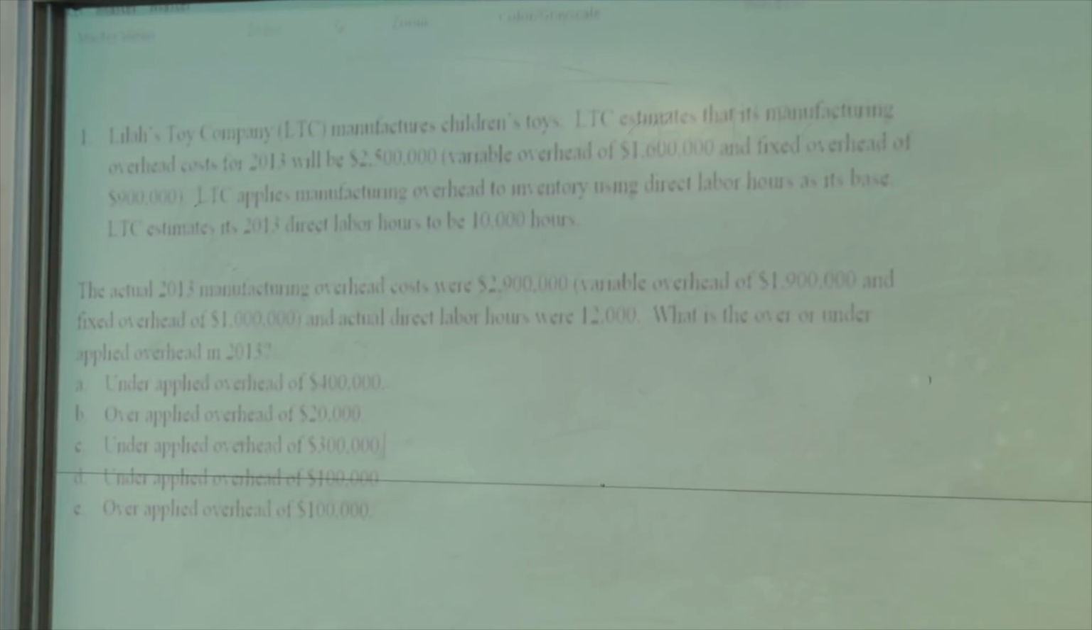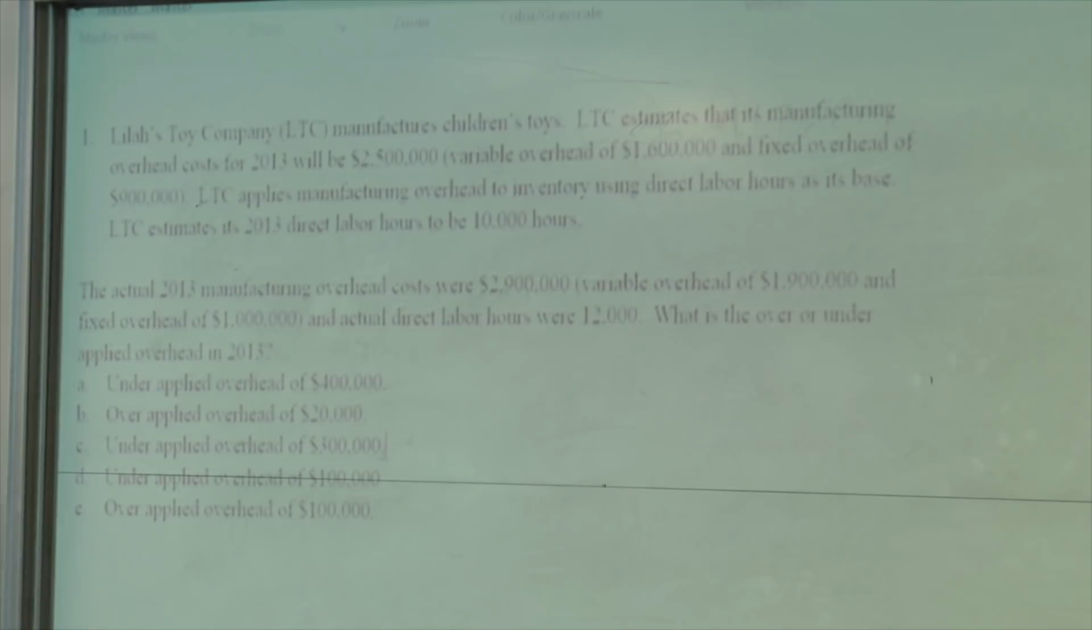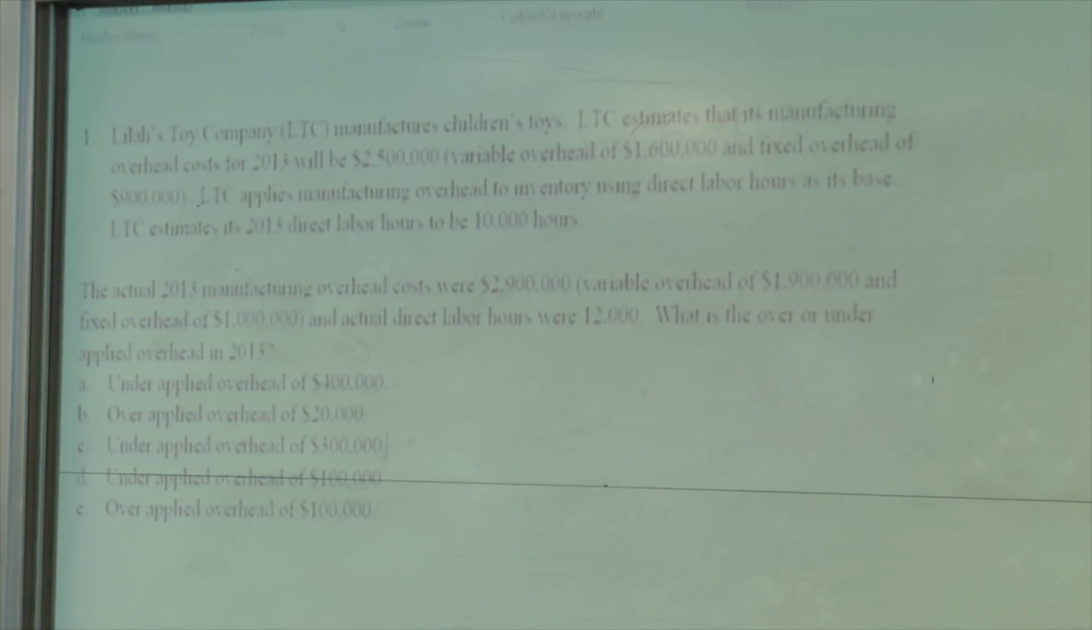So we then see the year plays out and have actual manufacturing overhead costs of $2.9 million. And 1.9 of that is variable and $1 million of that is fixed. A lot of numbers here, but what we actually need is at the end, it says the actual direct labor hours were 12,000. So that's going to be the important number we need. Now the question is, about the overhead, we have to basically figure out what did we estimate, and thus what did we apply, and then we have to see what actually happened. A few steps to this problem, but it's something we're going to do quite a lot.